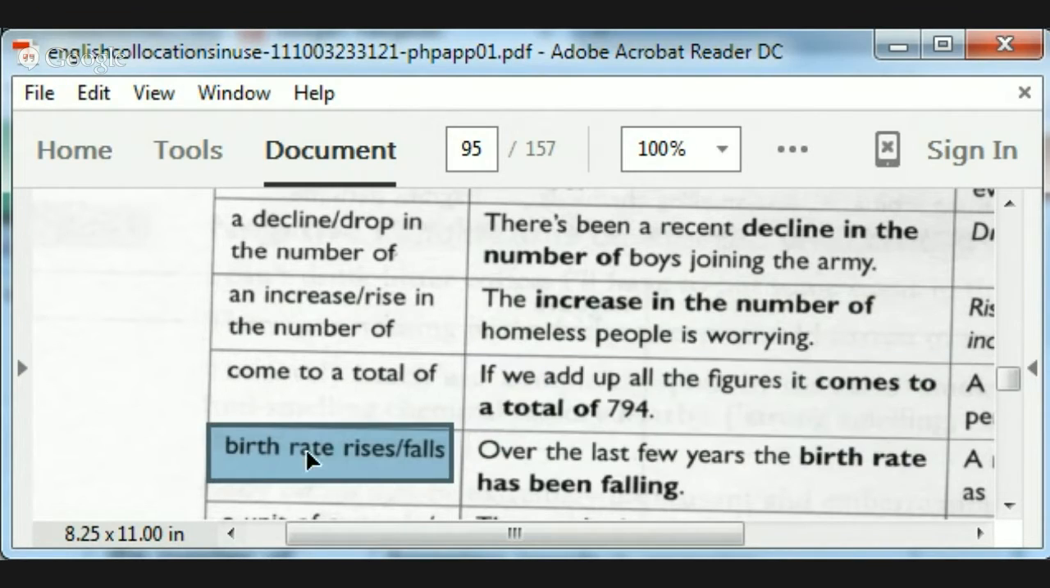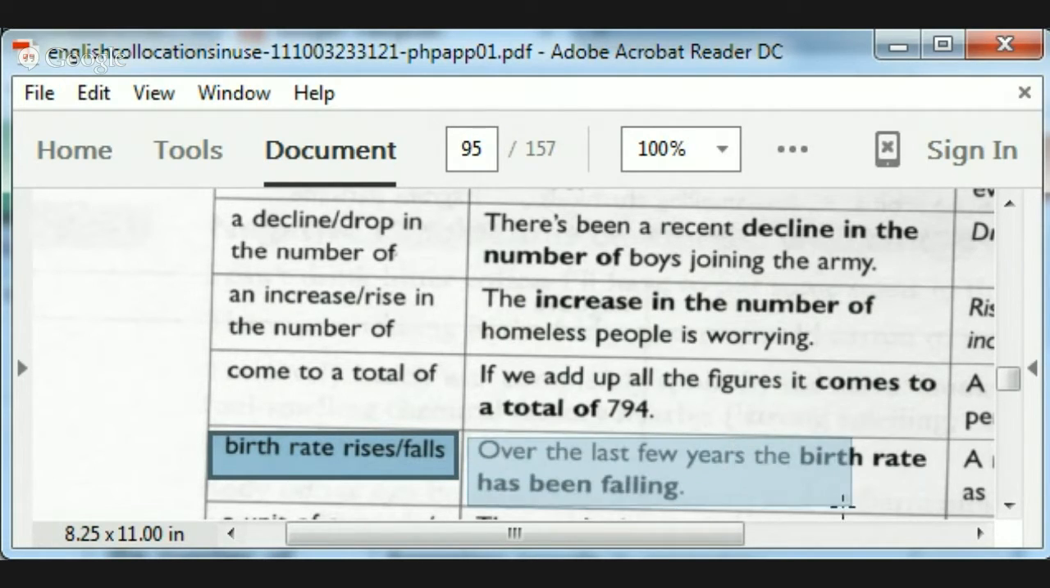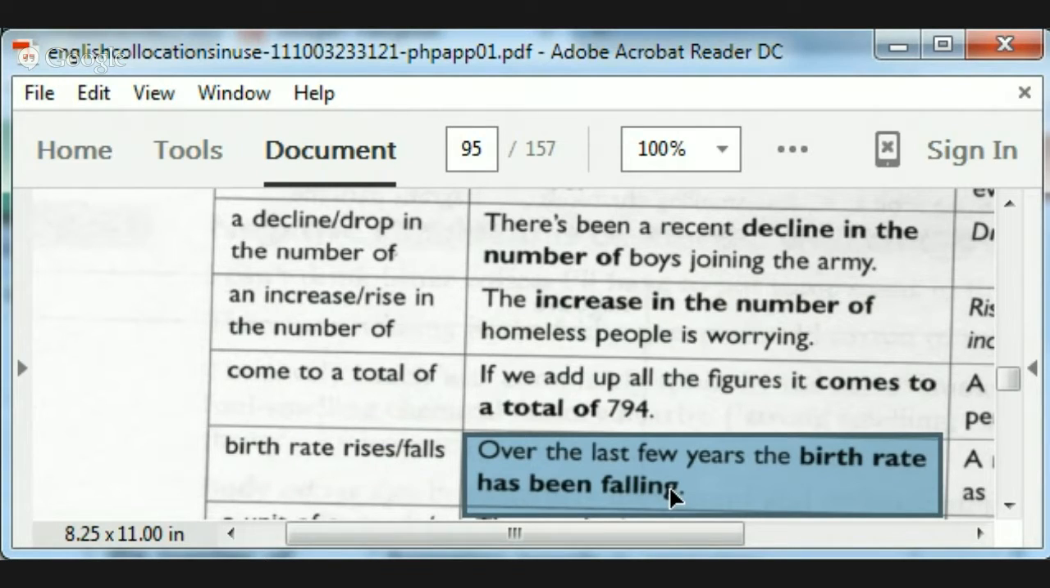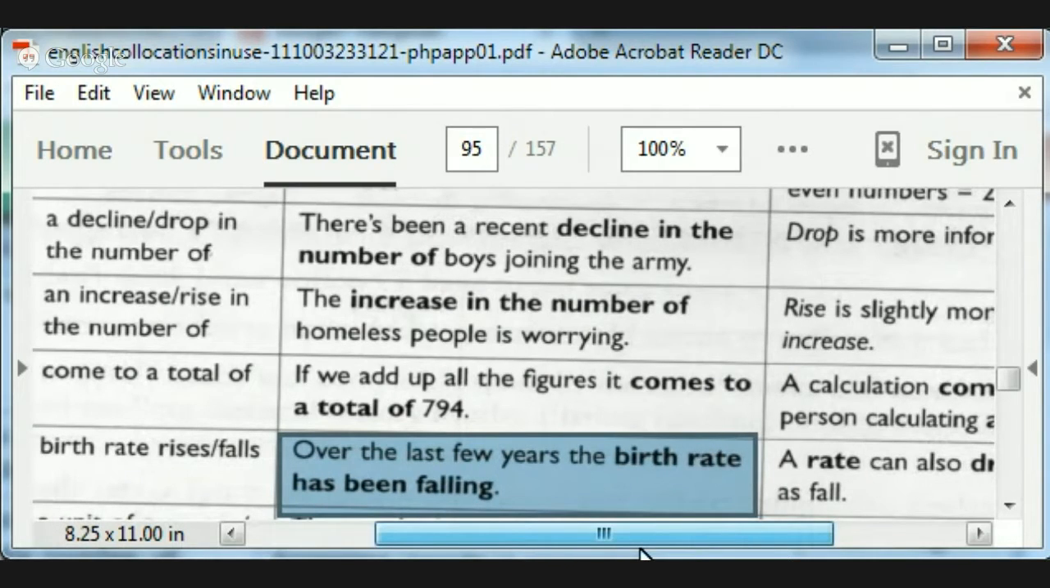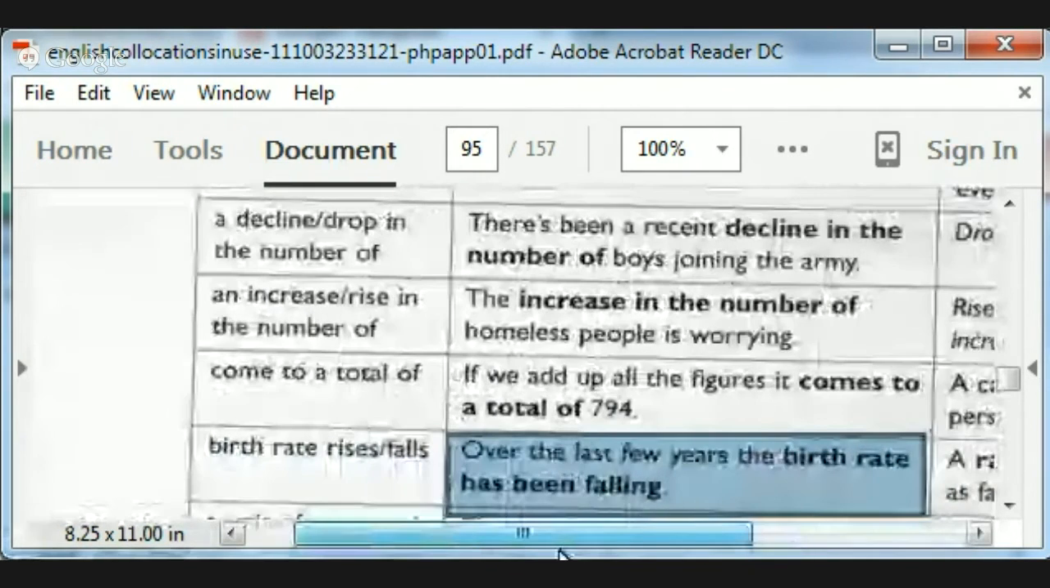All right. Birth rate. Okay. Something rate. Anna. Okay. Yes. When we refer to rate. Yes, over the last few years, the birth rate has been falling. The total quantity of birth in this case, rate is, I don't know exactly. I know the meaning, but I don't know how to explain the word in English.